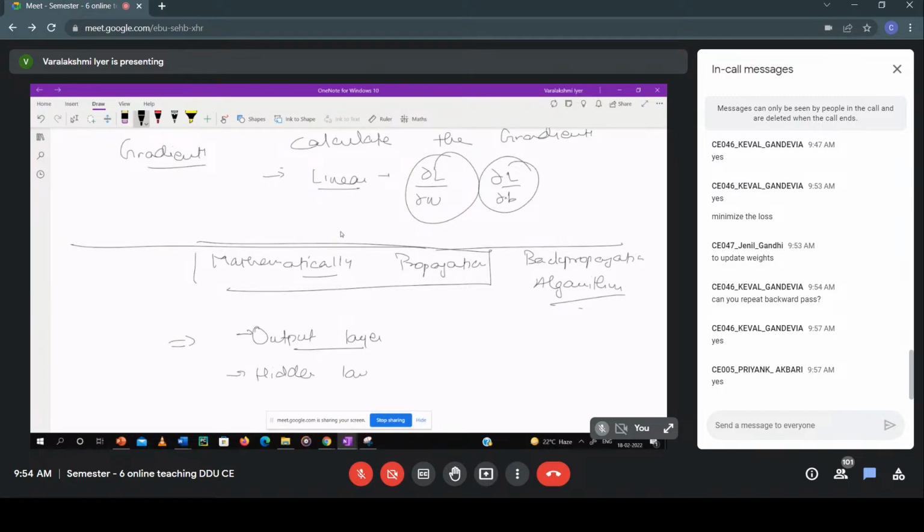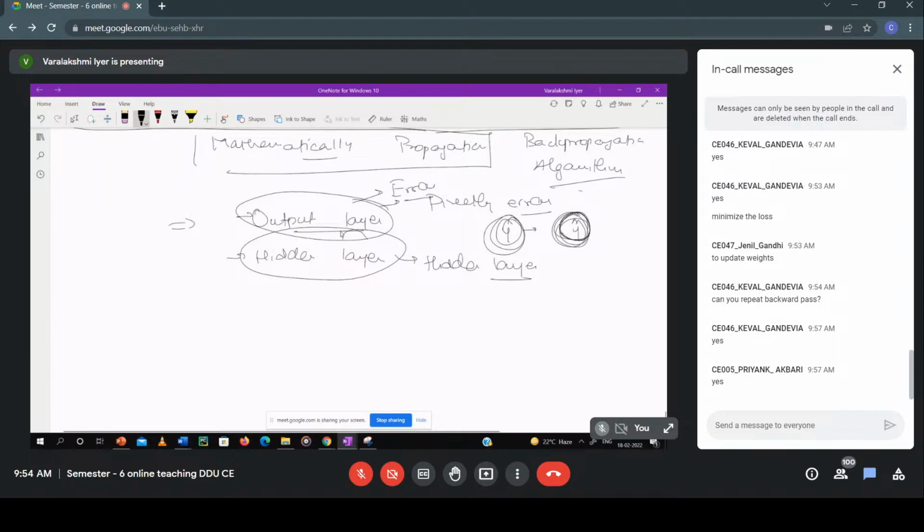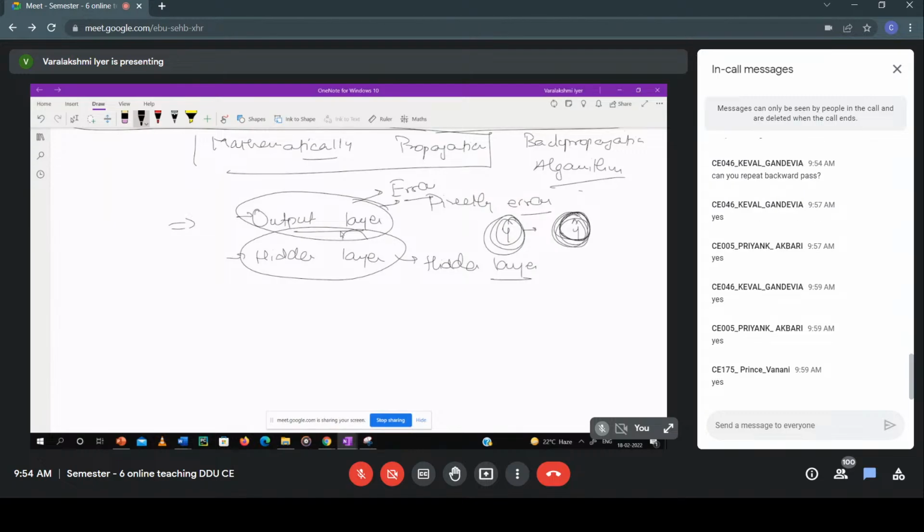In the case of the output layer, we have a directly associated error. Yes or no? We can directly calculate it. There is an error associated with the output layer, because we have a predicted output in the output layer, and we have an actual output associated with the data set. So we have a direct error associated with the output layer. But this is not the case with the hidden layer, because in the hidden layer, we do not have an actual output. Are you getting my point, what I'm trying to say?